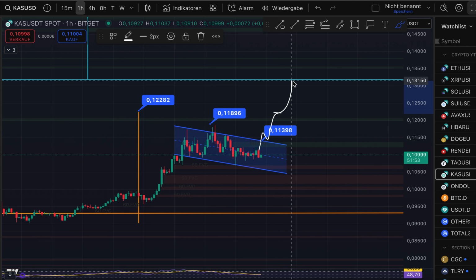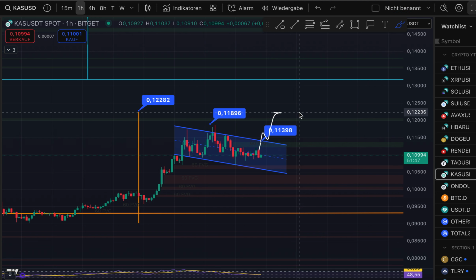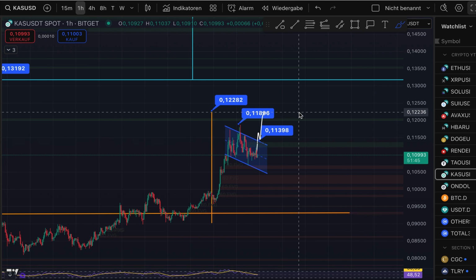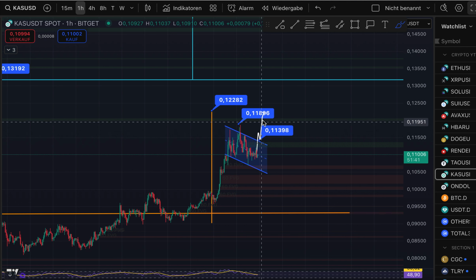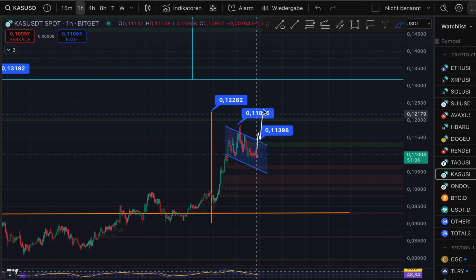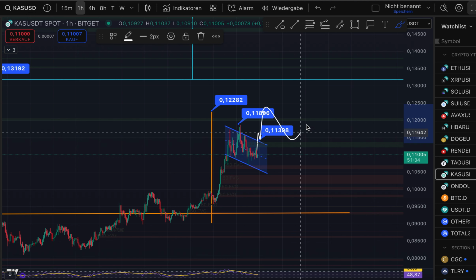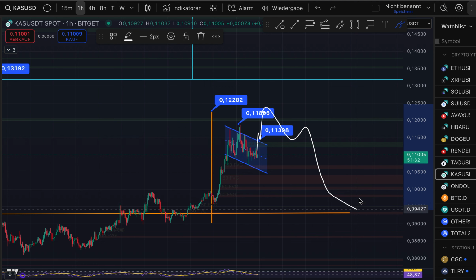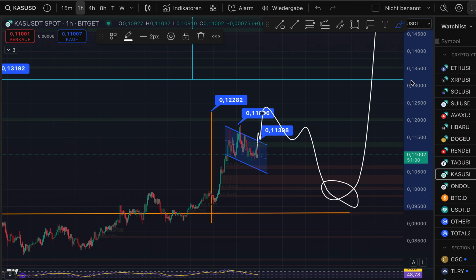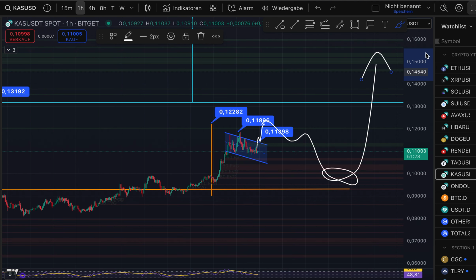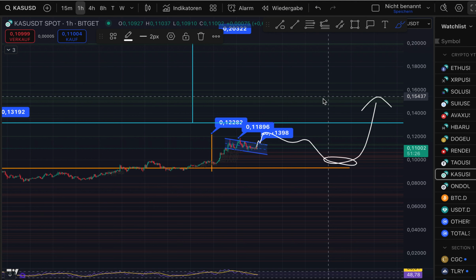We can even reach for that resistance at 13.1 cents. But afterwards, I don't think that we are going to break it to the upside in one rush. I think we are going to see, if we don't even get to 13 cents, if we just get to 12.3 cents, a pullback, and afterwards we should see the strength to the upside, and you can already see it here. We have a fair value gap.